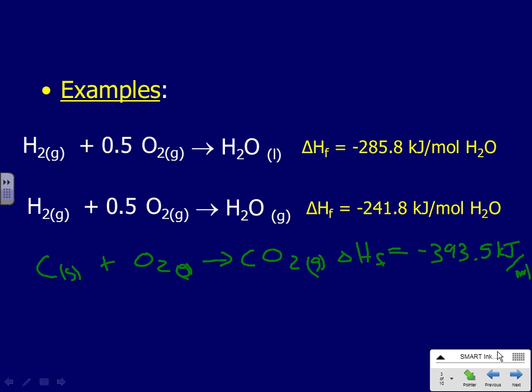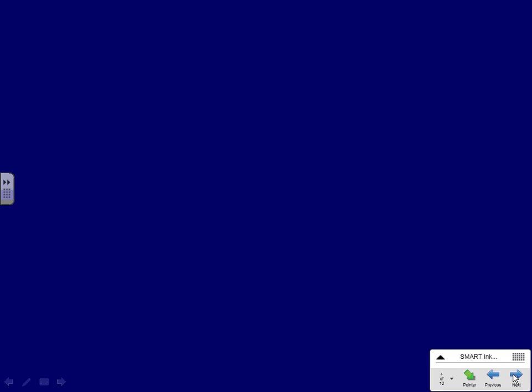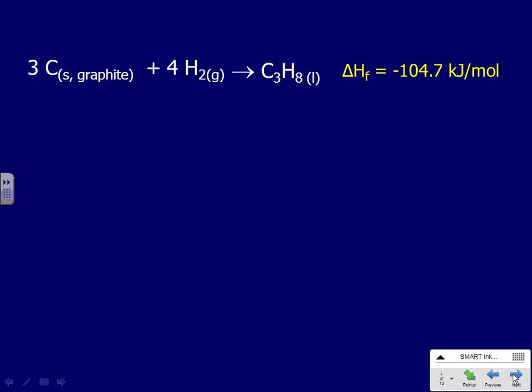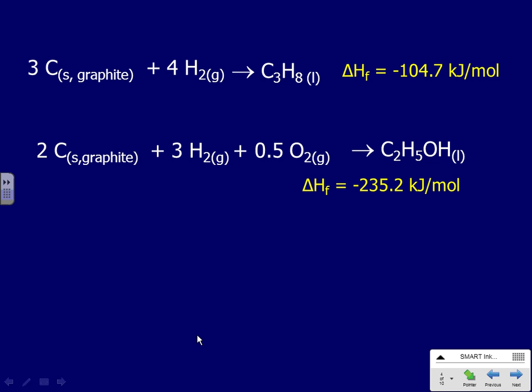Don't write these next 2 down. I'm just going to bring them up. Notice in these 2 examples, we're making this particular molecule. This is called propane. And this molecule here, this is called ethanol. They're both fuels. They can both be combusted.